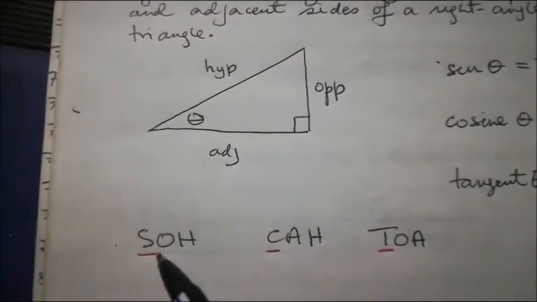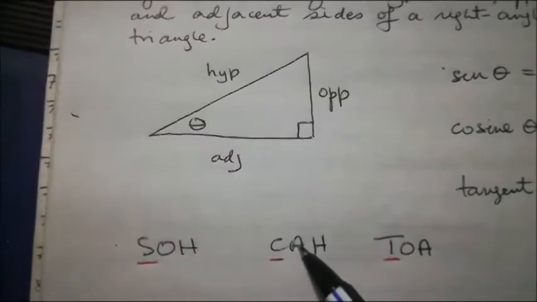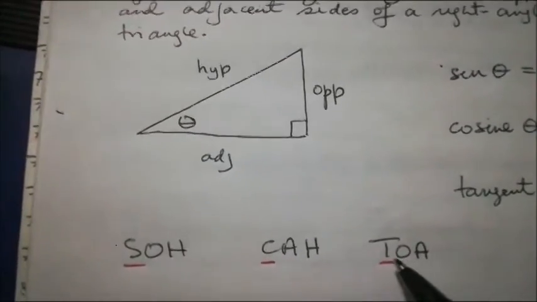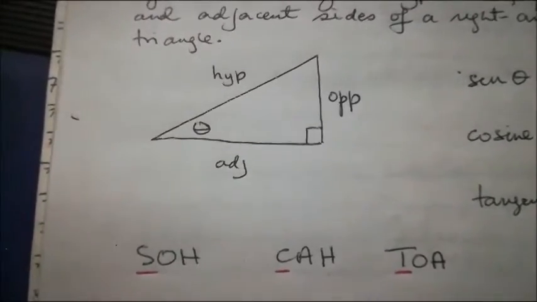There's a little memory jog I use here: SOH CAH TOA. This is for sine, which is opposite over hypotenuse. This is for cosine, which is adjacent over hypotenuse. And this is for tangent, which means opposite over adjacent.